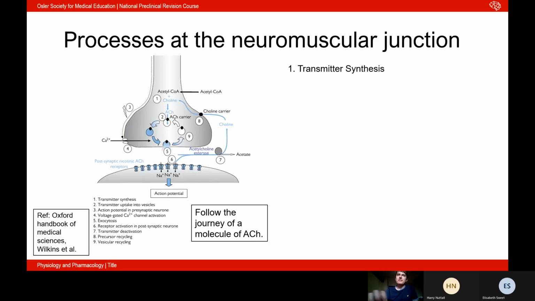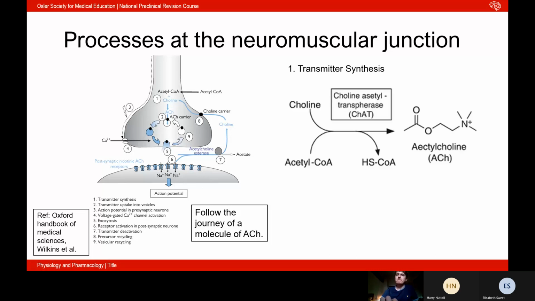So the first thing to think about is its synthesis, and it's synthesized from choline, which is recycled, and we'll come to that in a minute, and an acetyl group, which is donated to the choline molecule by acetyl coenzyme A, which is converted back to coenzyme A. And this reaction is catalyzed by the choline acetyltransferase enzyme, which is spelt weirdly there. I don't know why. But then this is the molecule of acetylcholine with its positive nitrogen group, which is important.